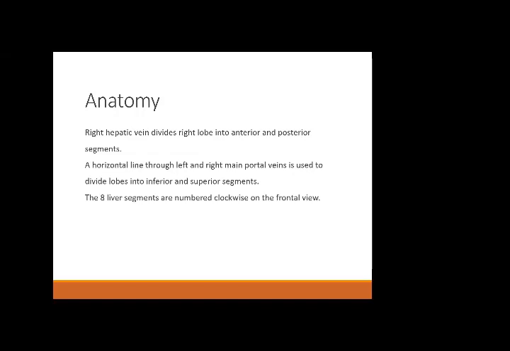And a horizontal line through the left and right main portal vein divides the liver into inferior and superior segments. The portal segments are numbered clockwise, like a clock shape: 12, 1, 2, 3. This is the way of turning it into a segment shape.